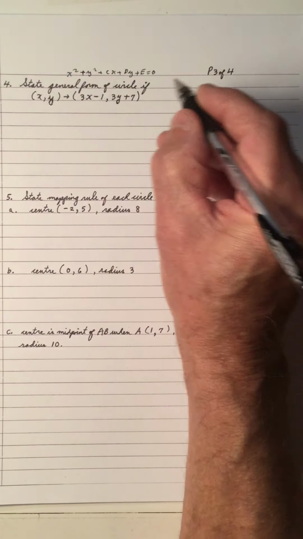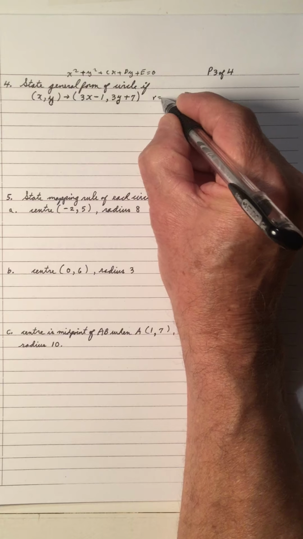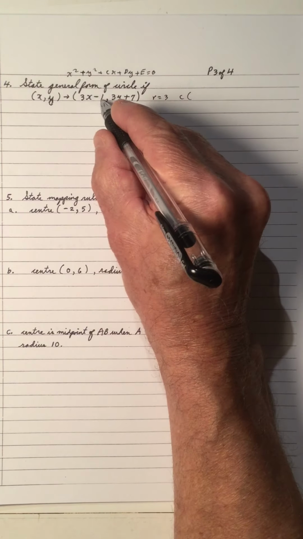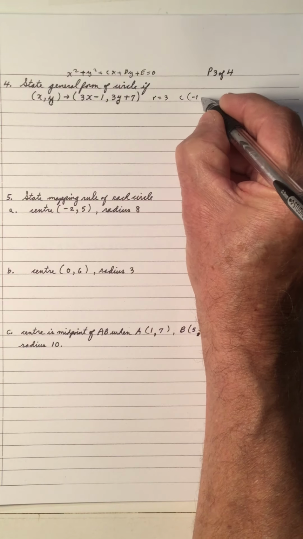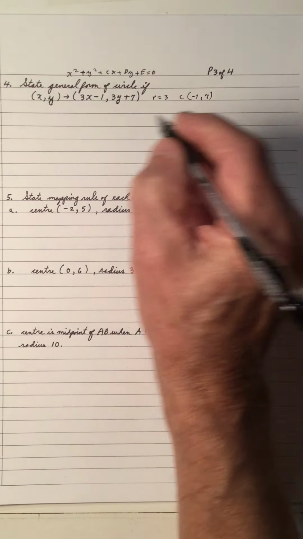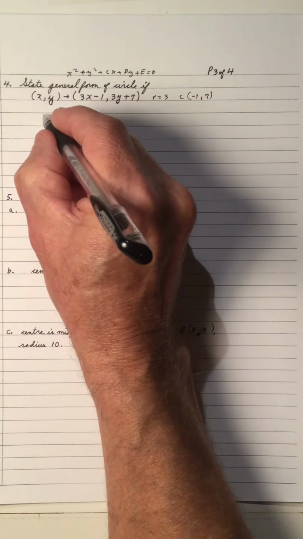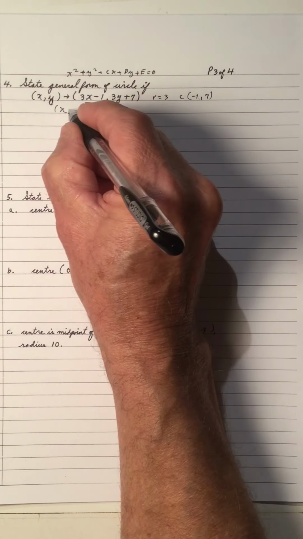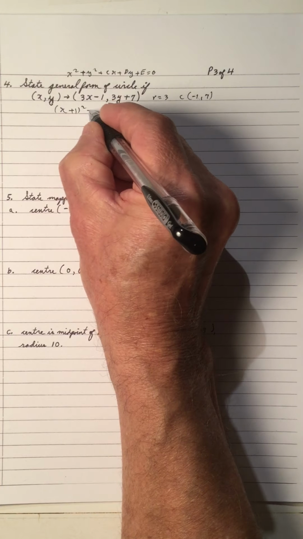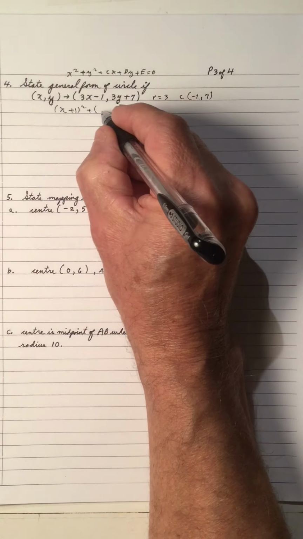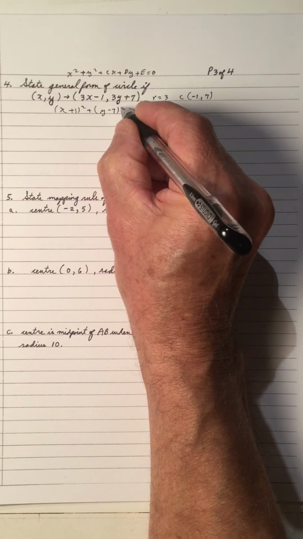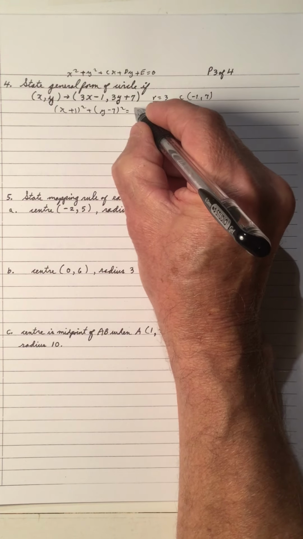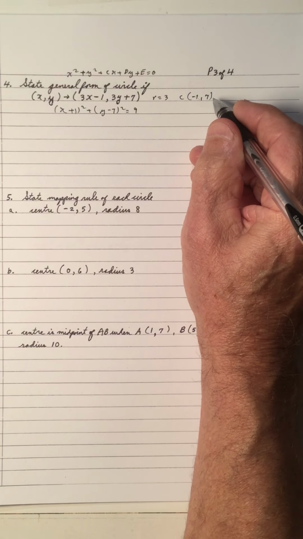So here we go. We have a radius of 3, and the center is negative 1, 7. So that means the equation is an x, that's a minus 1, so that's a plus 1 being squared. That's a plus, so this is a minus. And r is 3, so r squared is 9. So that's the standard form.